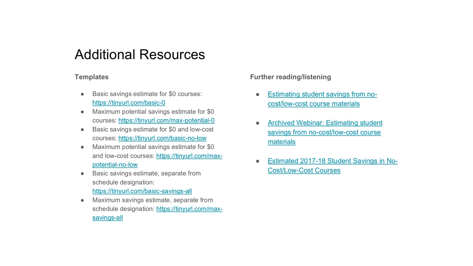The second link there is an archived webinar about this topic, but just sort of expanded out to a full hour. And then the third link is estimated 2017-18 student savings in no-cost, low-cost courses. So it's 1 year's worth of data. I had 9 participating institutions, and each one used and reported a different method of calculating student savings represented by the no-cost and low-cost schedule designation. So if you want 9 different ideas about how you could calculate savings, that's a great place to look.